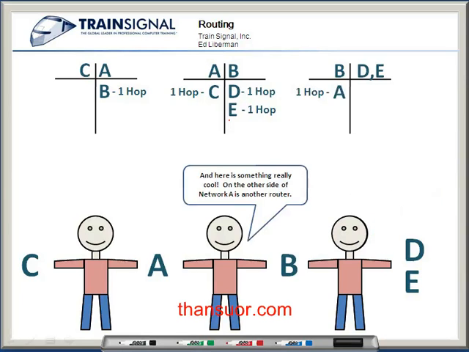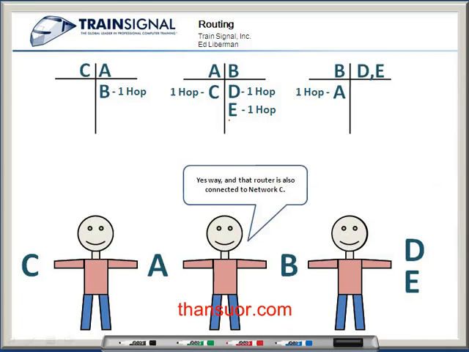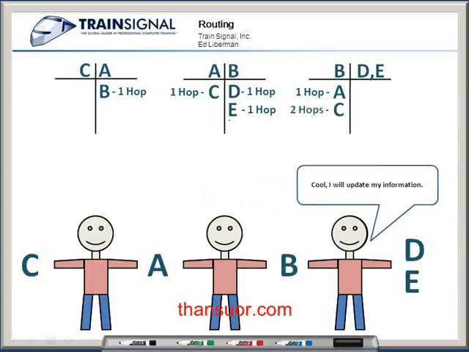And here's something really cool. On the other side of network A is another router. No way. Yes way. And that router is also connected to network C. Cool. I'll update my information. Well, look what happened here.